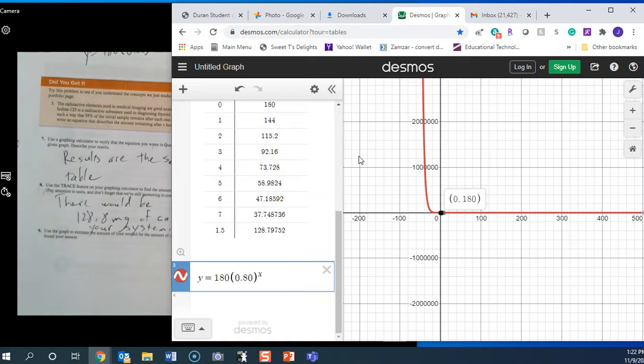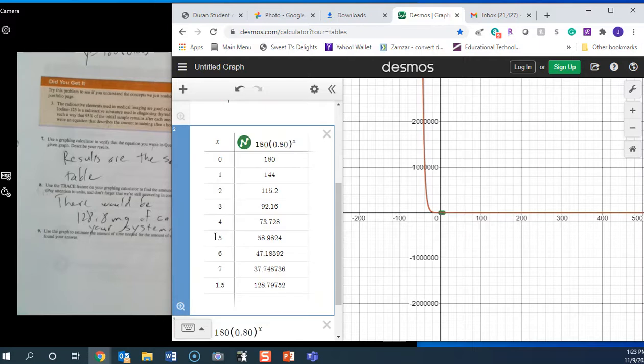Okay, number 9. It says use the graph to estimate the amount of time needed for the amount of caffeine to drop to 40 milligrams. Okay, so we'll click here. And we need to go down to where it's about 40 milligrams. Now, if you notice, when we get to 6, it's 6 hours, it gets to 47. So I'm trying to see if I can, okay, it still skips over.